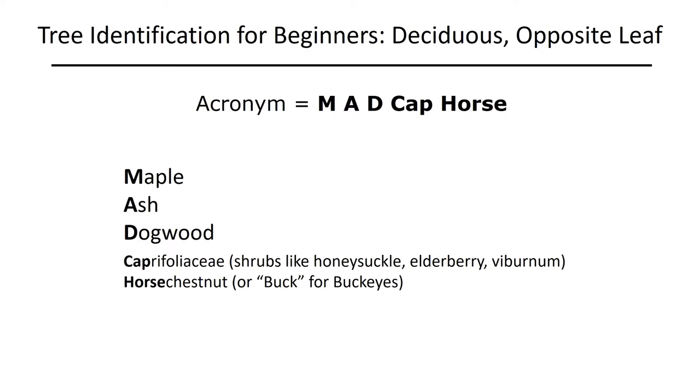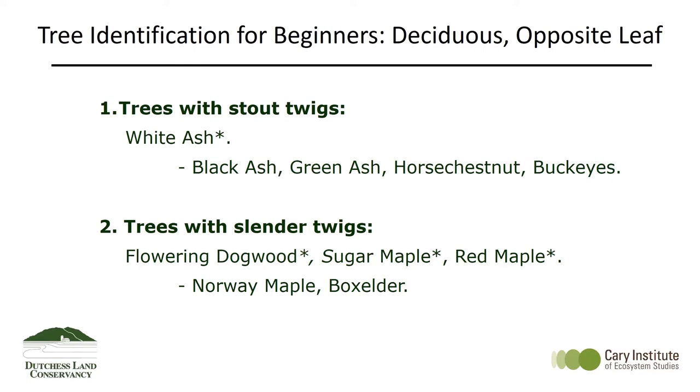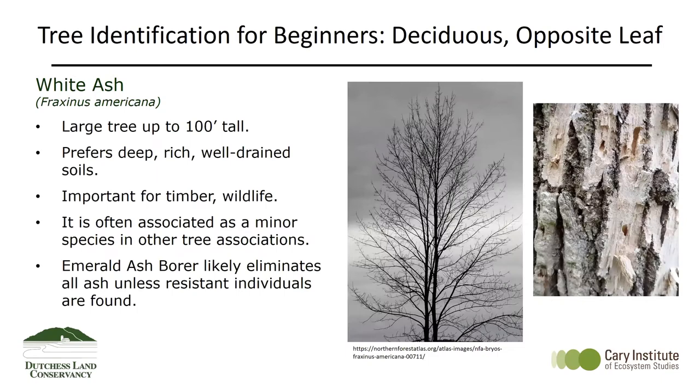We're going to arbitrarily divide them up into two groups, those that have stout twigs and those with slender twigs. In the stout twigs, there's a variety of the ashes, the horse chestnuts, and the buckeyes. And we're going to focus just on one of those, the white ash. And then with slender twigs, they're the dogwoods and the various maples. And we'll focus on three of those. So let's start by looking at white ash.